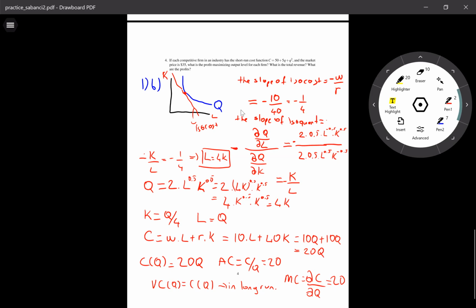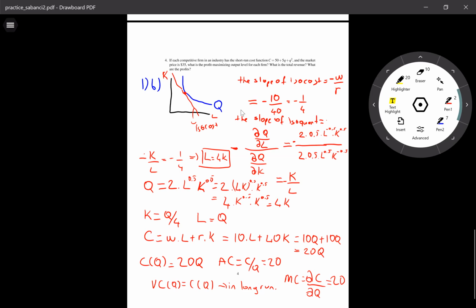So let's look at this slope of the isoquant. Is there anything wrong here? No, not there. So let me go step by step. Since I have here K over L, it is 1 over 4.